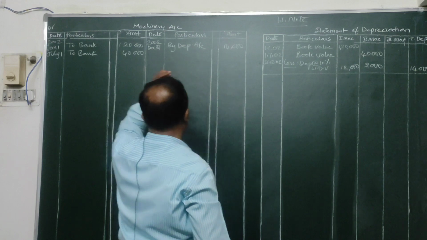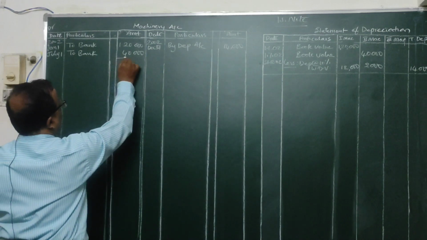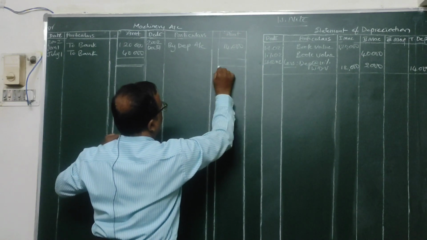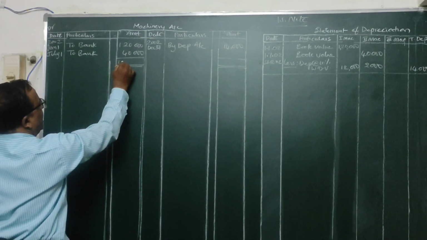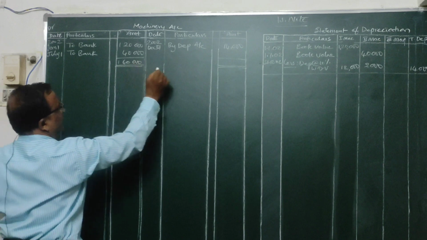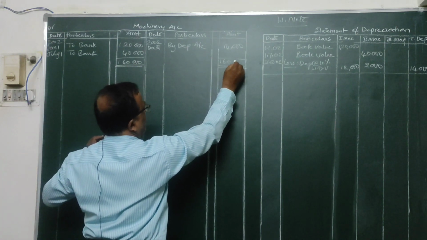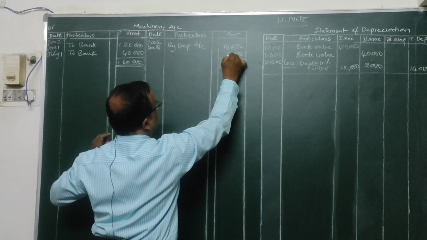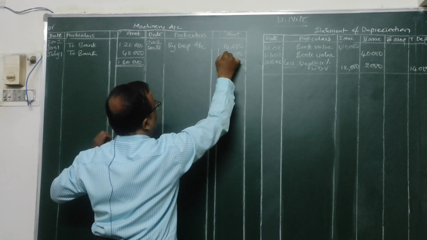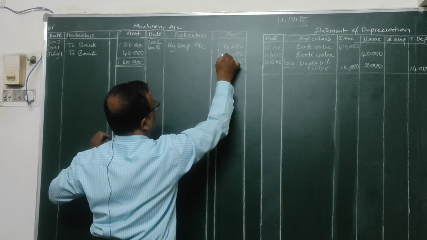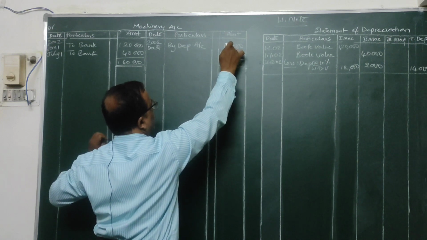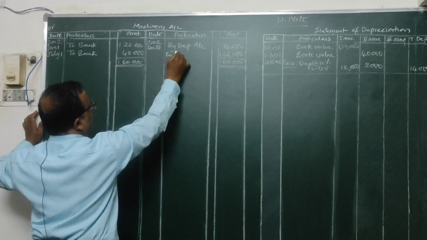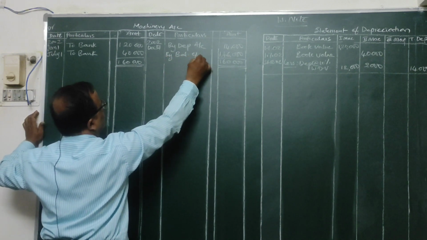The year is completed, so balance this account for this year. If you balance it, it will be 1,60,000. From this you subtract this one: 1,60,000 minus 14,000 is 1,46,000. So this will be your by balance carried down.